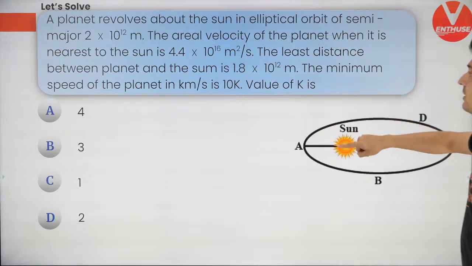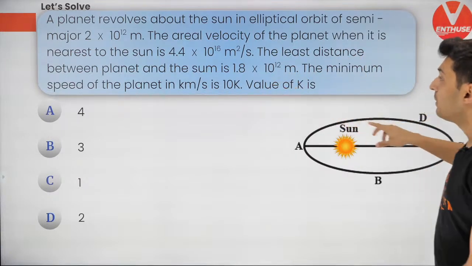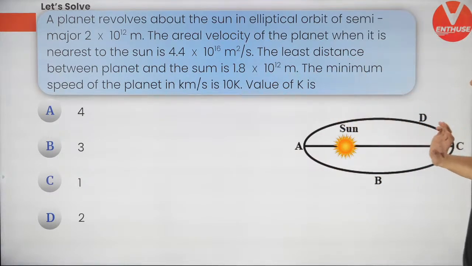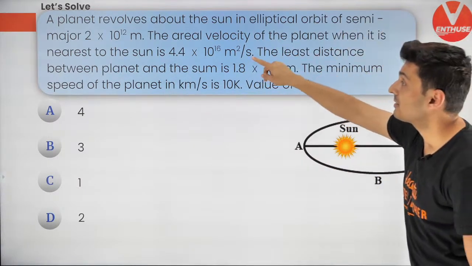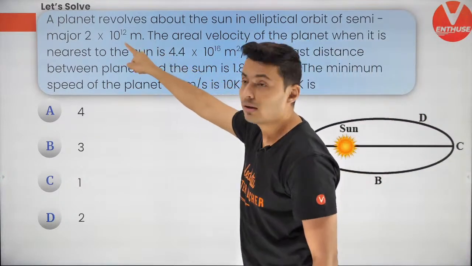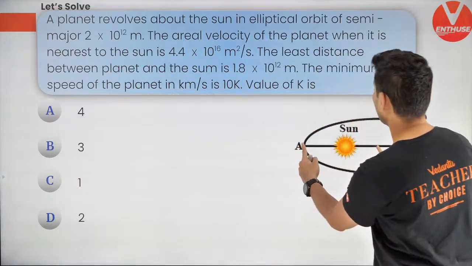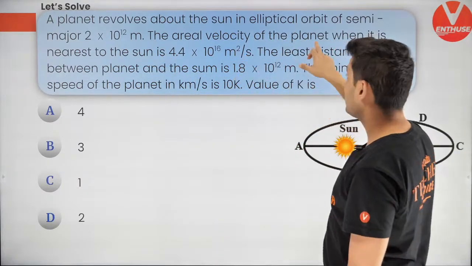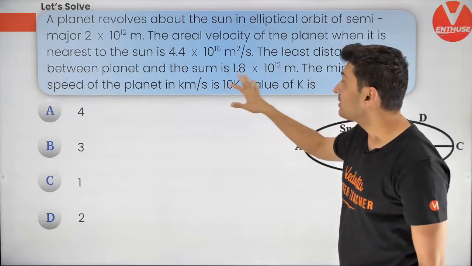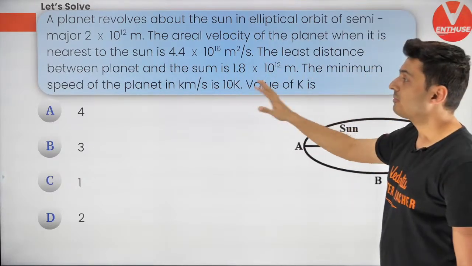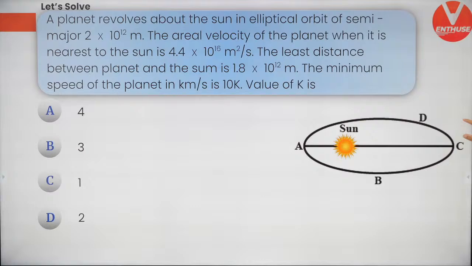There's a planet which revolves around the sun in an elliptical orbit. The major axis length is given. Alright, the semi-major axis length is given, and that is 2 × 10⁻12. Semi-major, that's half the length. The aerial velocity is given. The least distance is also given. What is the minimum speed of the planet in kilometers per second?